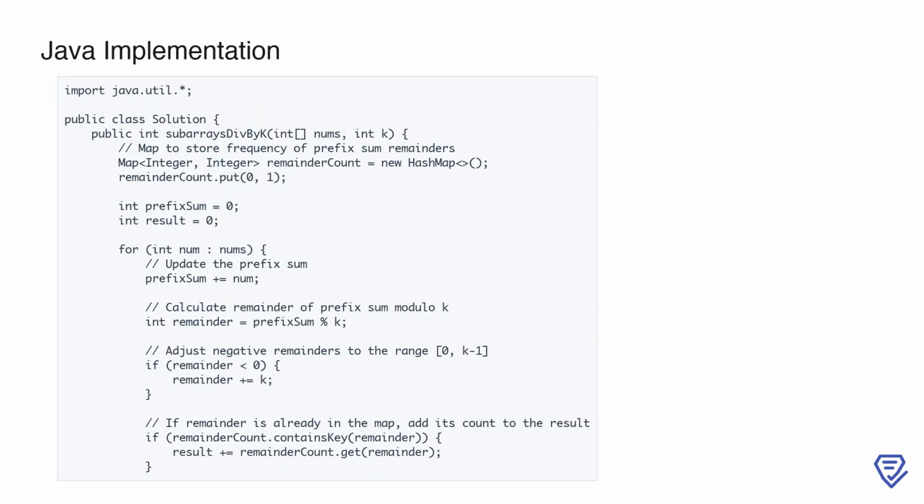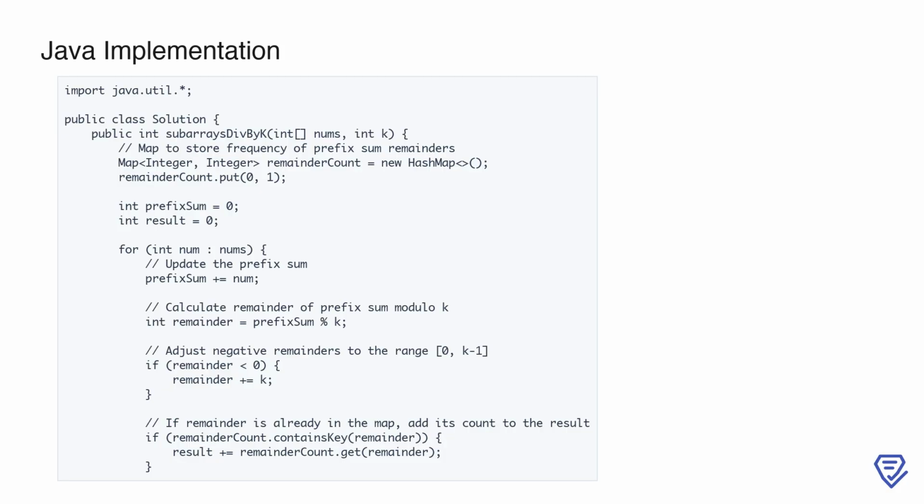Here, we start by importing the necessary libraries and creating our solution class. The goal of this method is to find the count of subarrays whose sums are divisible by a given integer k. To achieve this, we utilize a hash map to store the frequency of prefix sum remainders when divided by k. This helps us efficiently track how often a particular remainder occurs. Initially, the map is seeded with a single entry where the remainder 0 has a frequency of 1. This accounts for cases where the prefix sum itself is divisible by k.